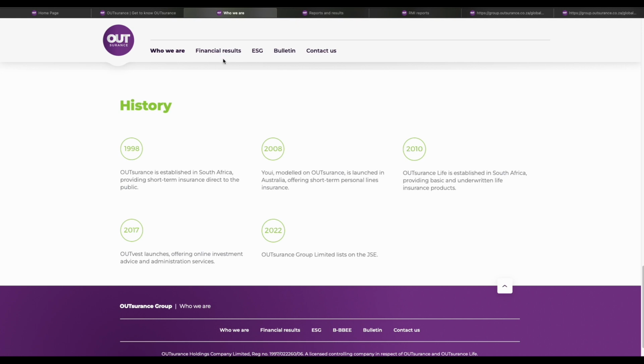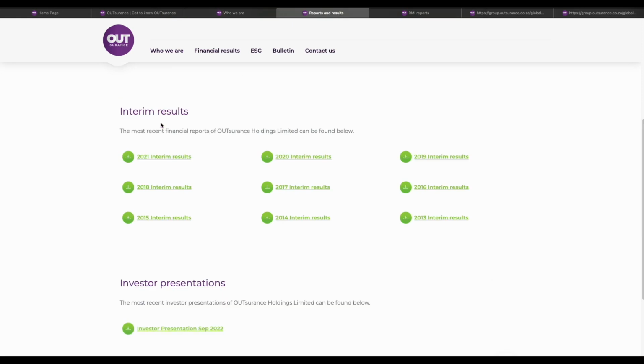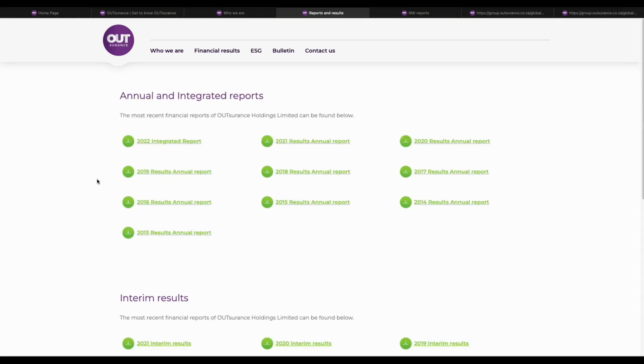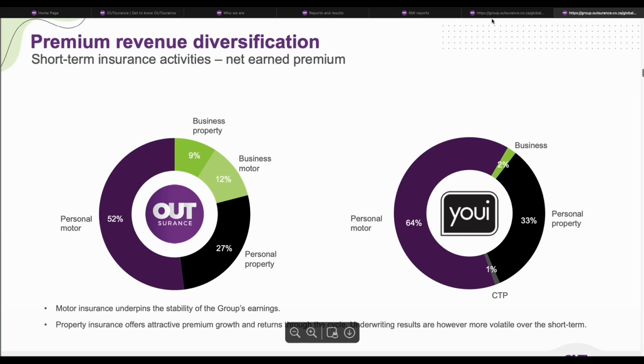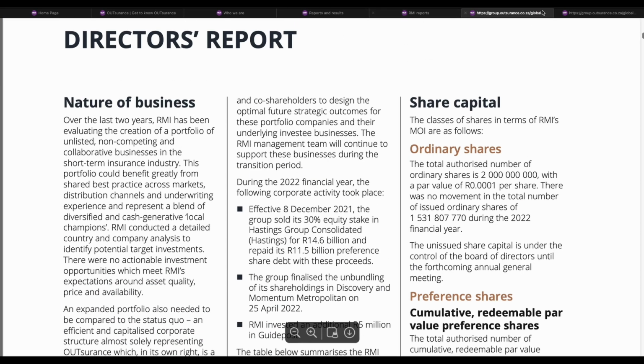So when you go under financial result, you are most likely going to see the previous result, because at that time they hadn't produced their own result under the banner of OUTsurance, the result that they have under these RMI reports. So you can see, if you're looking at the annual financial statement or the integrated annual report, that is where you're going to find it, and this is where we found this information about the nature of the business.